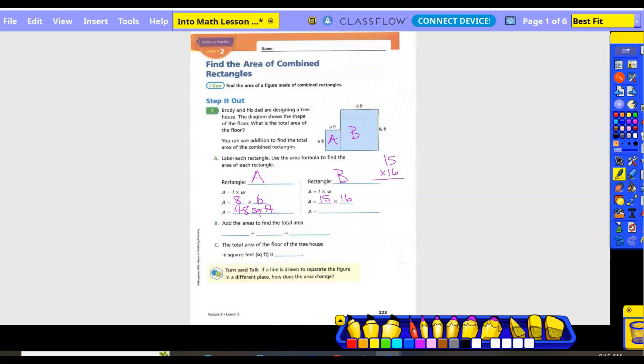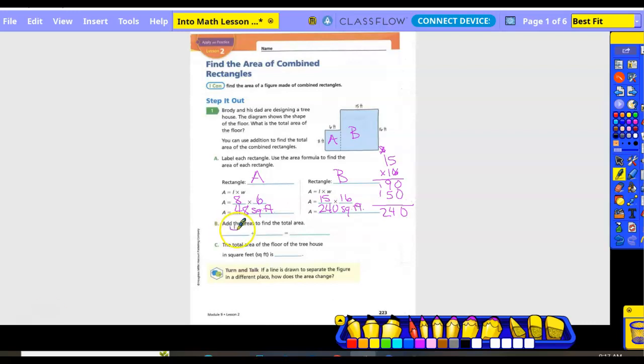So 6 times 5 is? Put the 3, mark off. Oh, 6 times 1 is 6, plus 3 is 9. Mark this off, put a 0 to hold my spot, correct? Okay. 1 times 5 is? 5. 1 times 1 is? 1. Okay. So 0, what's 9 plus 5? 14, so put the 4, carry the 1. 1 plus 1 is? 2. So 240, what's my label? Square feet, or feet squared.